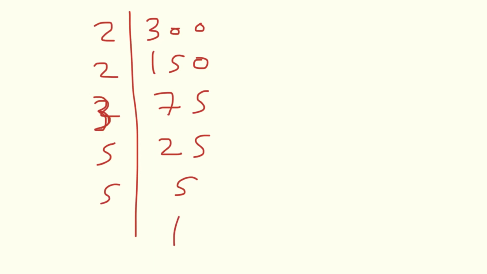So the answer here, in order from the beginning, is 2 times 2, 3, and then 5 times 5. You can write it the same way: 2 square times 3 times 5 square.